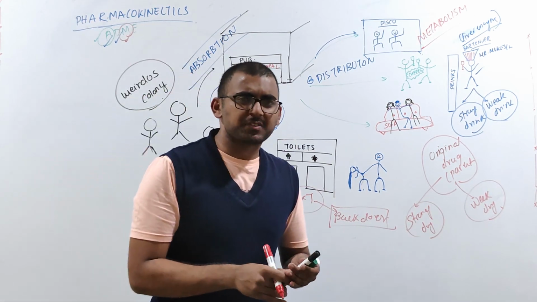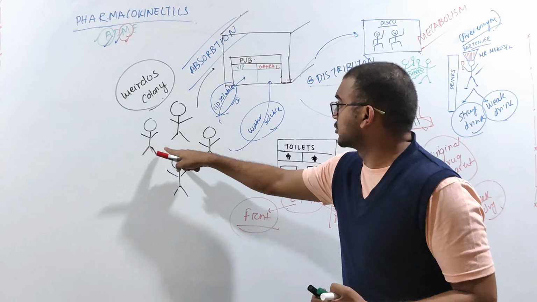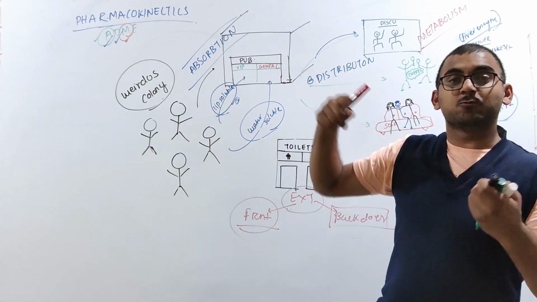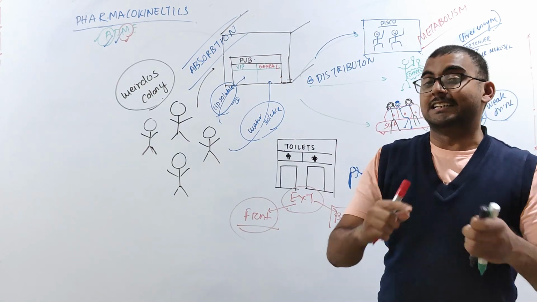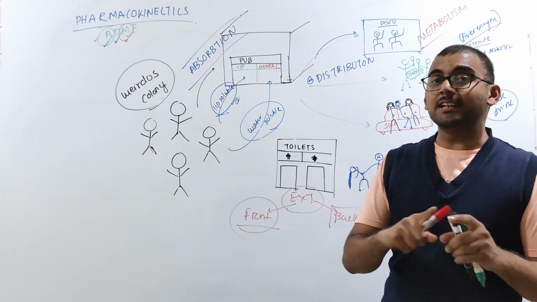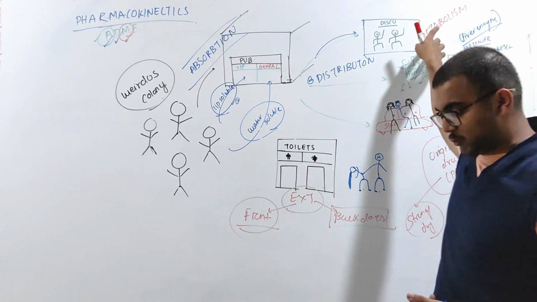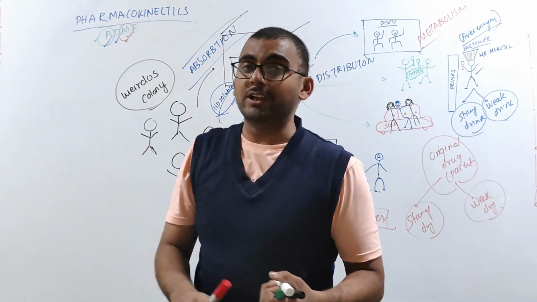So any drug you take, first what is going to happen? The drug has to be absorbed inside the body. After that, once the drug comes inside our body, what will happen? It is going to get distributed. After distribution, what is going to happen? The bartender or the liver is going to carry out metabolism.